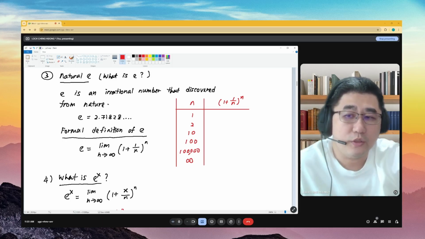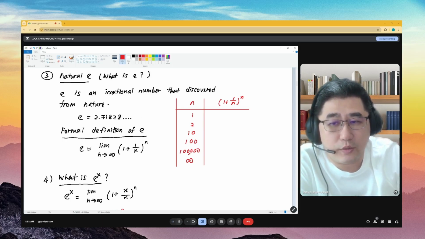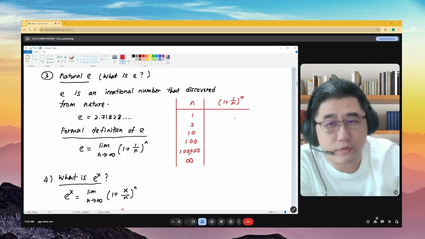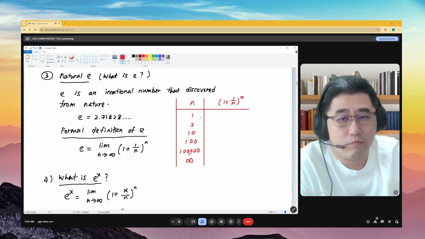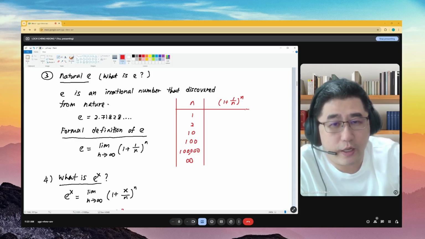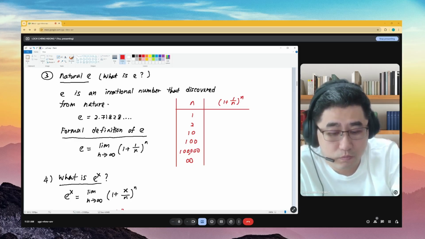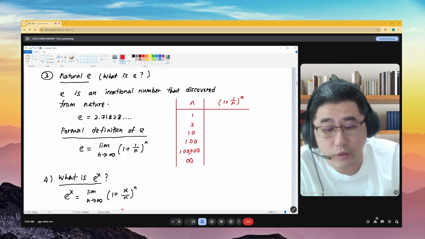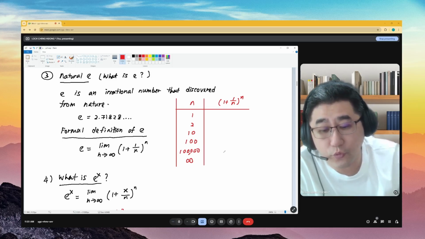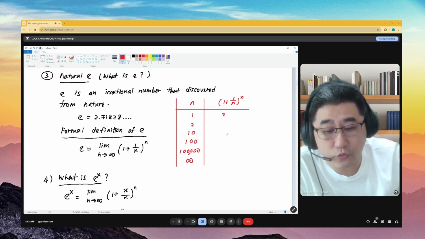For your information, the formal definition of E is the limit as n goes to infinity of (1 + 1/n) to the power of n. We can actually observe it from the table here. I have the value of n, and I have 1 + 1/n. Let me take out my calculator. Replace n with 1, I have a value of 2. Replace it with 2, I will have a value of 2.25.